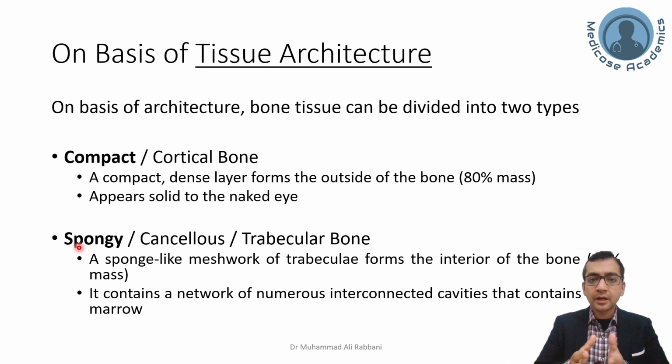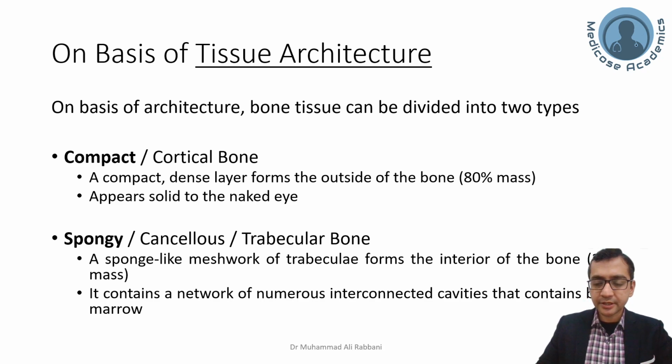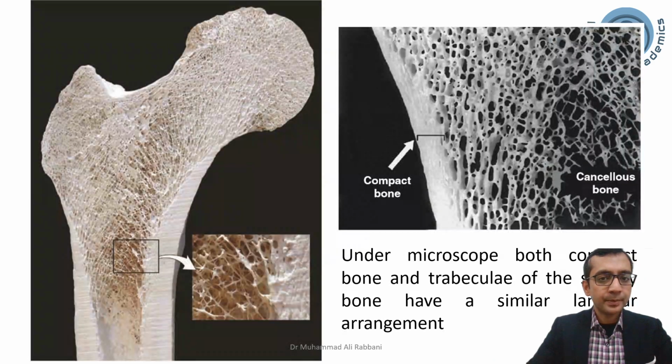And between them, there are spaces that are totally interconnected with one another. So that is spongy bone. Those interconnected cavities usually house the bone marrow, the hematopoietic cells that generate the cells of the blood. Let me show you through a picture.